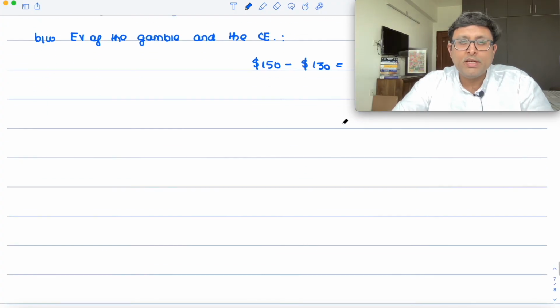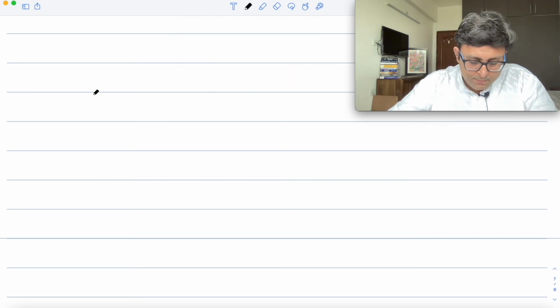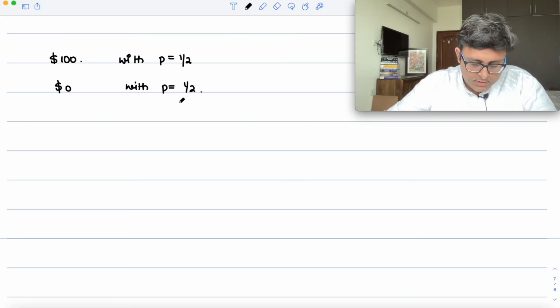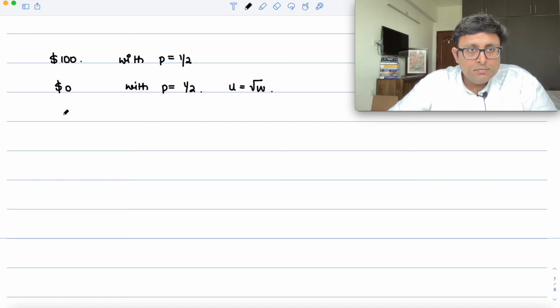Okay, let's do a very simple numerical example so that you understand it clearly. Suppose you are thinking to buy a lottery, and that lottery can give you $100 with probability half, or it can give you $0 with probability half, right? Your utility function is root of W.